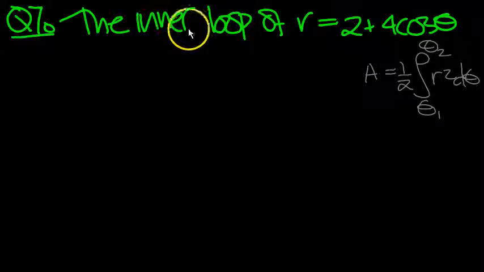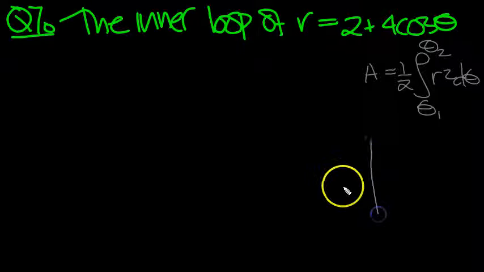So we want to find out the area of the inner loop of r equals 2 plus 4 cos theta. So let's have a look at this then. Here's the area here, but let's do a sketch of it to be sure where the inner loop is and what bounds we need to use.